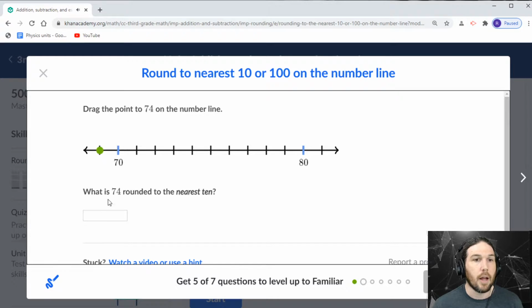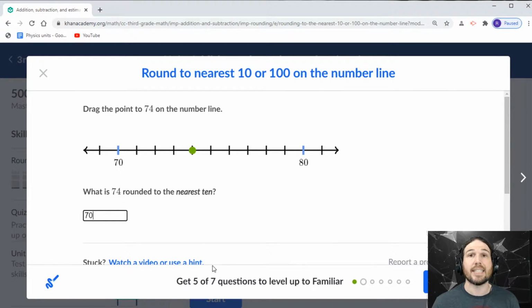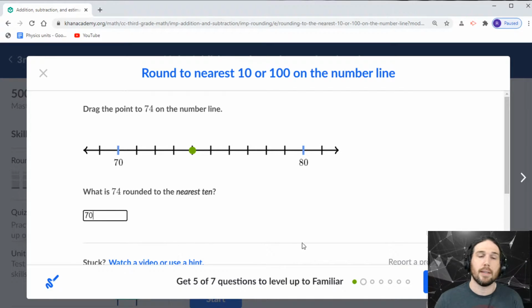This point, we want to drag it to 74. So 71, 2, 3, 74. Rounded to the nearest 10, that would be 70. 70 is the nearest 10 to that point.